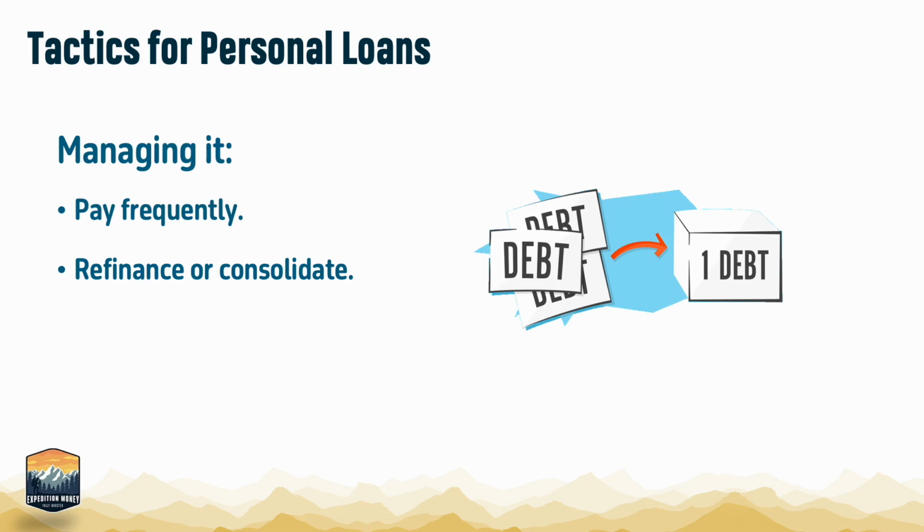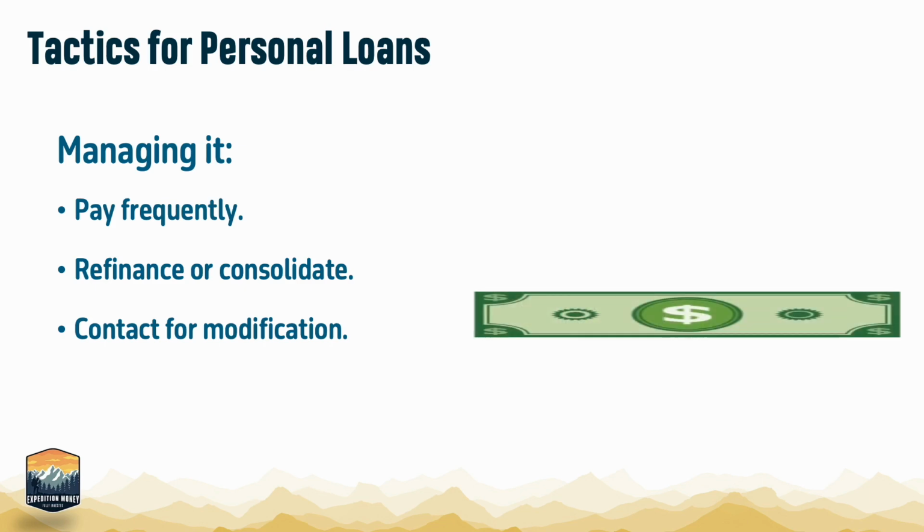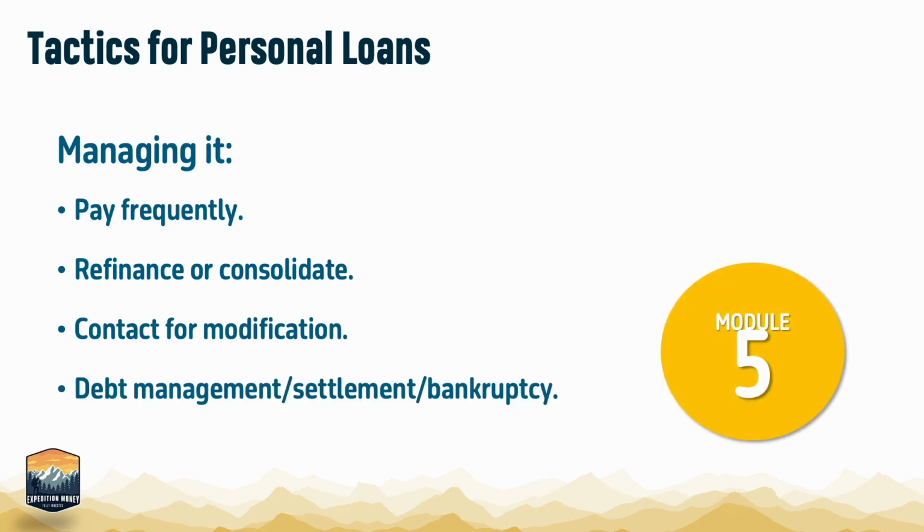If you're finding it difficult to afford the monthly payments and can't refinance, contact your lender and explore a modification. They may be able to change the terms of the loans, such as reducing the payment by extending the loan out. Keep in mind, they want you to be able to pay it too. And again, debt management, settlement, and bankruptcy might be appropriate for you.